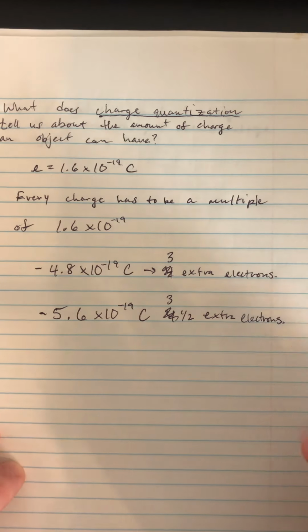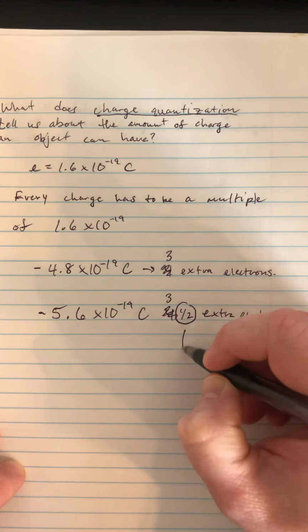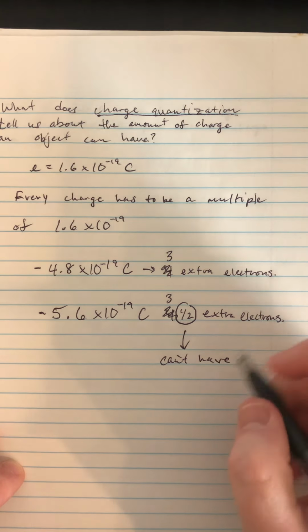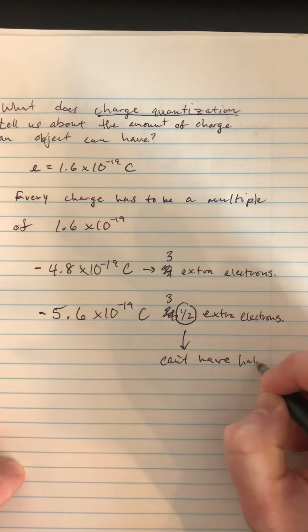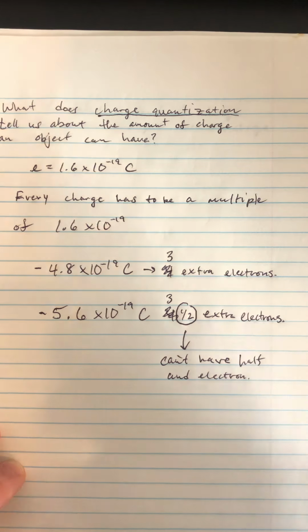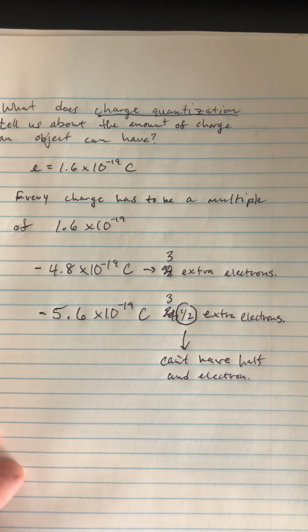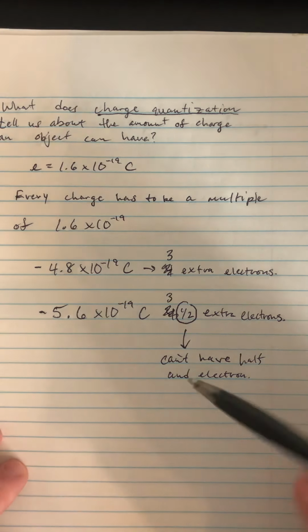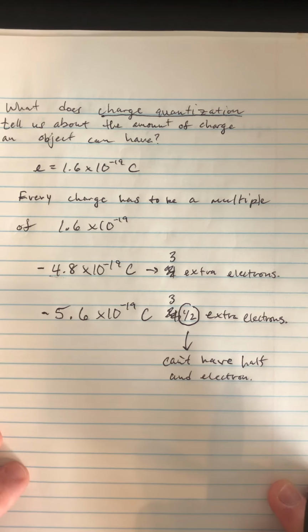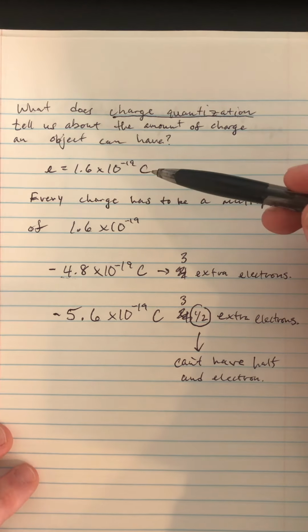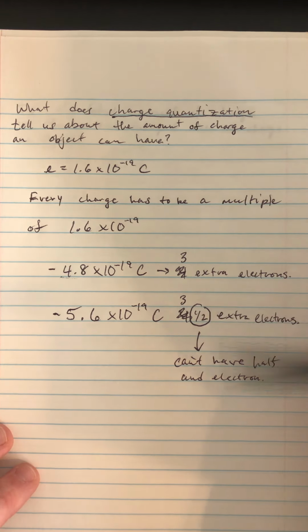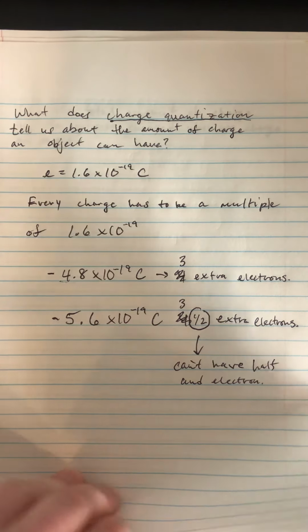And what can't we have? We cannot have half an electron. There's no such thing as half an electron. Or any kind of decimal place, like a quarter of an electron, an eighth of an electron, it doesn't matter. You can't have it, right? It has to be in full numbers of electrons. So something like this, definitely possible because it's a multiple of that 1.6 times 10 to the negative 19th. Something like this, definitely not possible because we get that half, and we can't have half an electron. It's not a thing. All right.